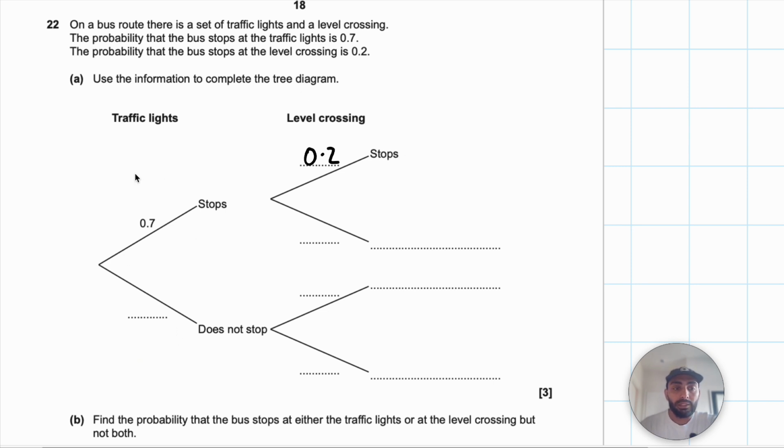Whenever you have the probability of something happening, it needs to add up to make 1. So these two need to add up to make 1. So 0.7 add what gives you 1? That would be 0.3. Here, this would be 1 take away 0.2, so 0.8. And we'd copy the same from above, 0.2 and 0.8. This one is stops, so this one is does not stop. This one would be stops again, as above, and this one would be does not stop.